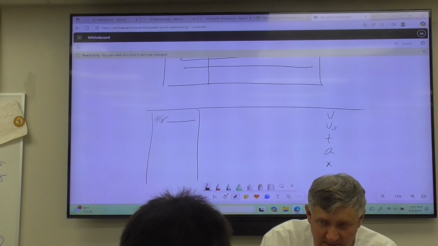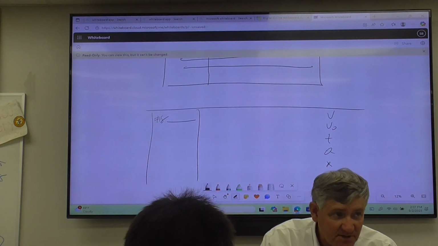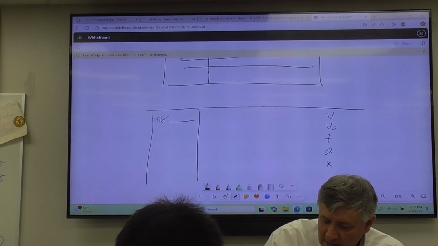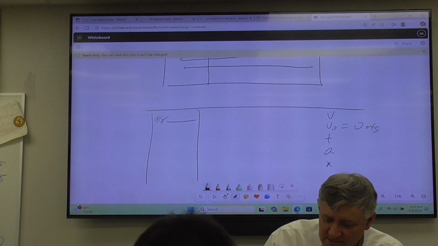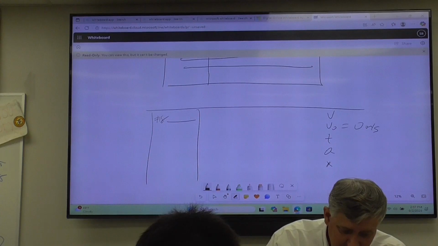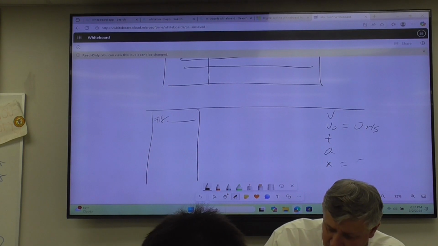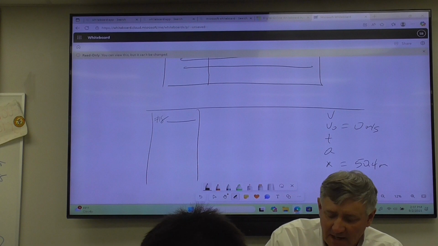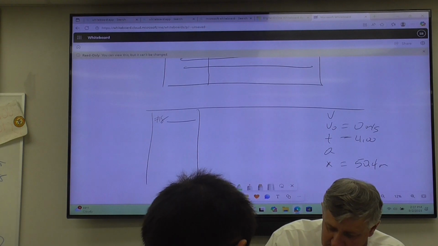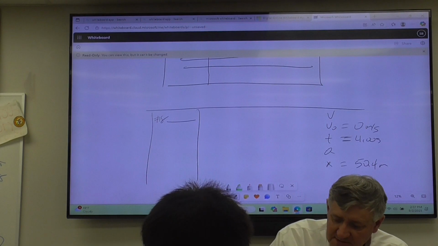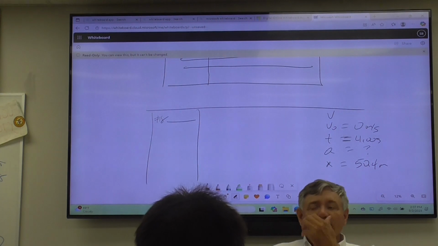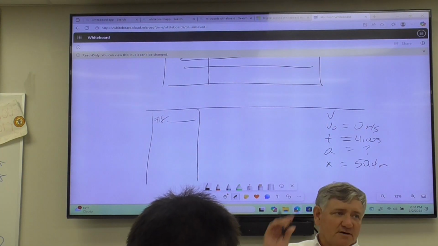What's your initial velocity? 0. Why? At rest. You're told that the Corvette is at rest. Oh, okay. That makes this easy. My initial velocity is 0. What else do you have? Distance. I got a distance of 50.4 meters. What else you got? Time. You got a time of 4 seconds. And what am I searching for? Acceleration.